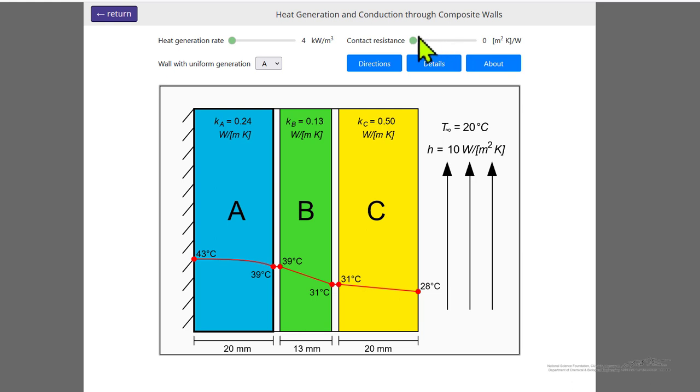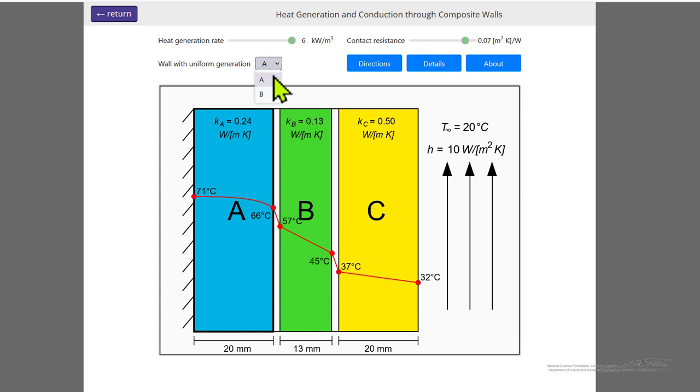So if I increase the contact resistance with this slider, then you can see we get a temperature difference between the walls. I can increase the rate of heat generation. Of course, that raises the temperature. The walls where there's no heat generation and are just straight thermal conductivity, the temperature is linear between the walls.